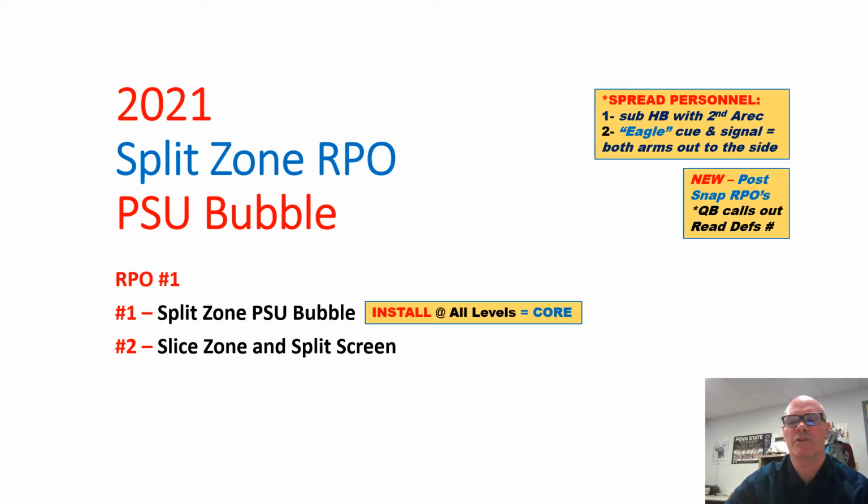Another advantage is we use a Penn State bubble, which consists of a classic bubble to the slot side to the number 2 receiver and the number 1 blocking. But then on the other side, the single receiver, the X, will do a speed out. So everybody has an opportunity to touch the ball if there is free access.